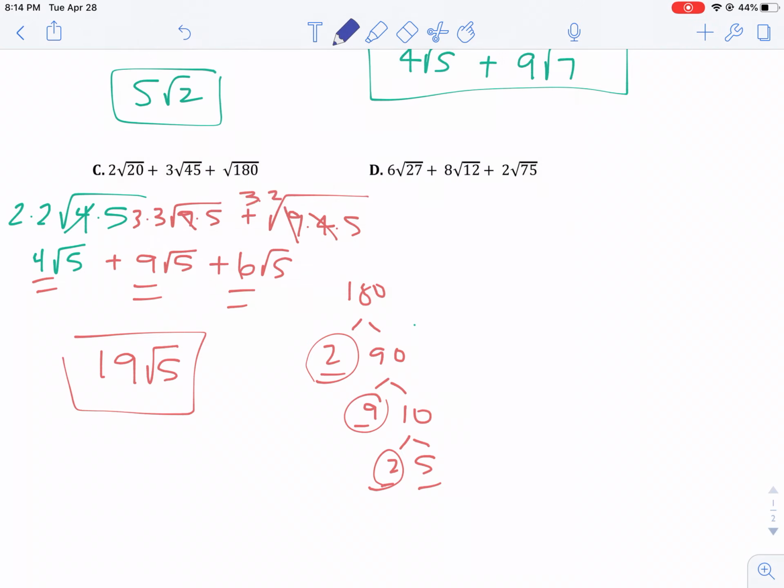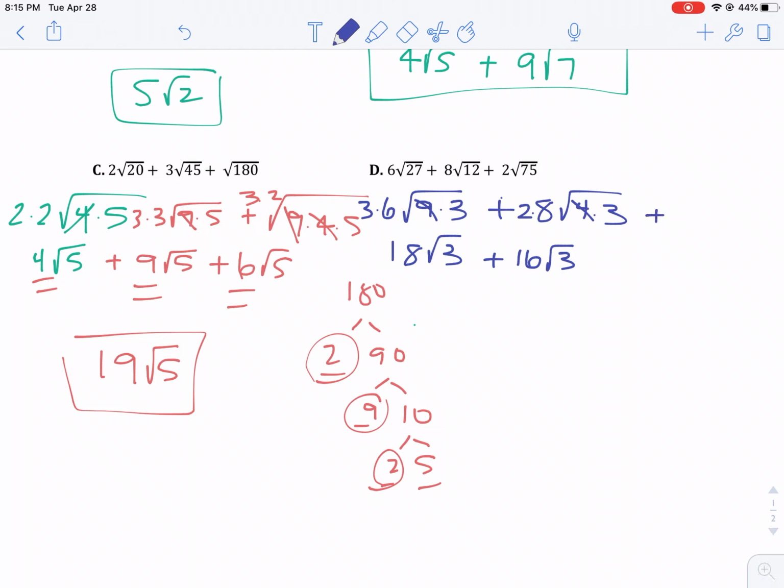All right, and then the last one, we have 6 root 27. So 27 we can think of as 9 times 3, and then the square root of 9 would come out as a 3. So this would give us 18 root 3. 8 root 12, well, 12 is 4 times 3. We can take the square root of 4, which is 2. So that would give us 16 root 3. And then 2 root 75, and 75 is 25 times 3, and the square root of 25 is 5, so that would give us 10 root 3.